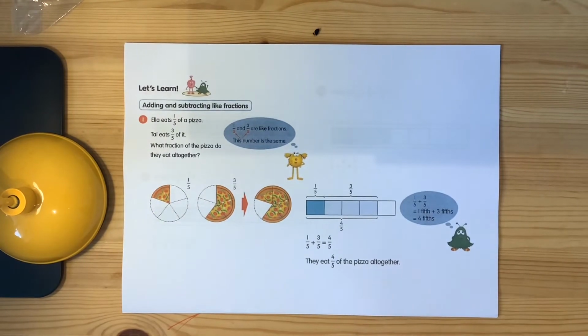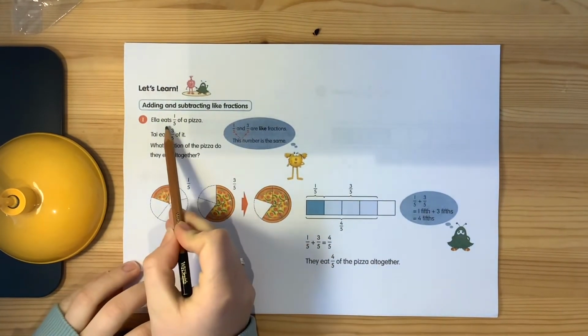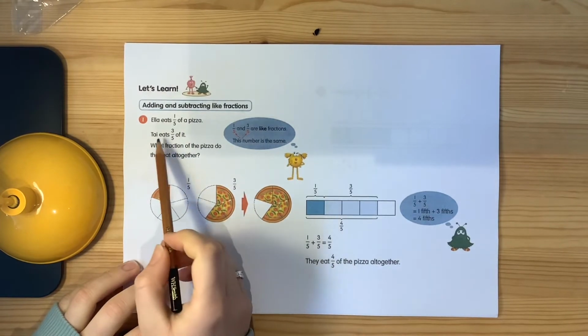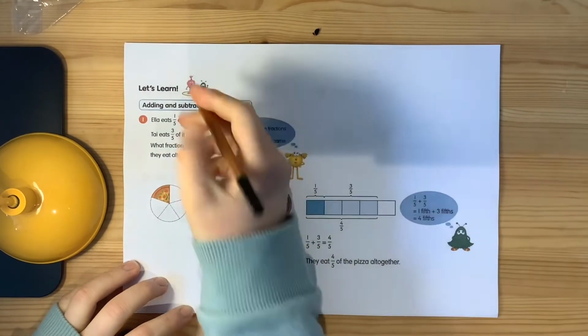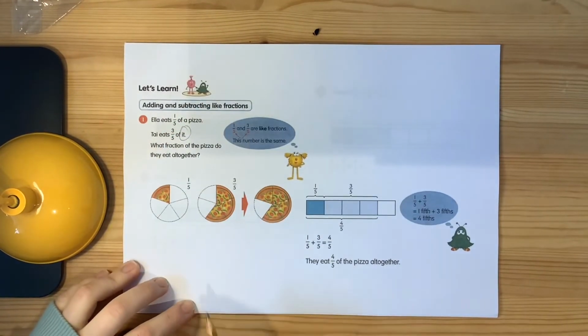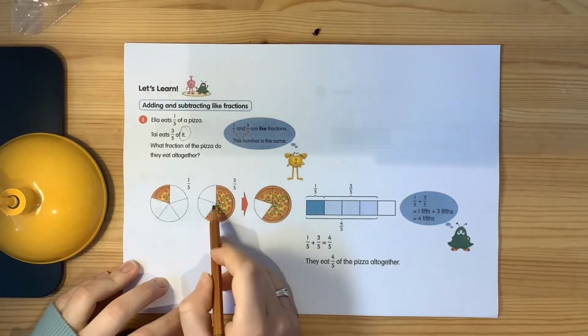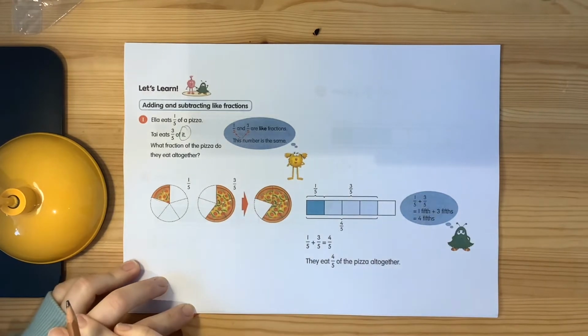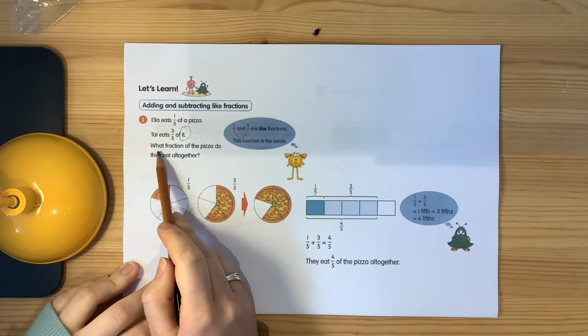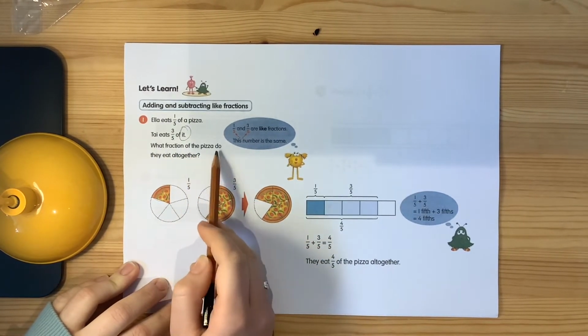So this is a let's learn. It says, Ella eats 1/5 of a pizza. Ty eats 3/5 of it. Now, of it just means of the same pizza. So here you've got Ella having her 1 part out of 5, and here you've got Ty having his 3 parts out of 5. Now it asks us what fraction of the pizza do they eat all together.